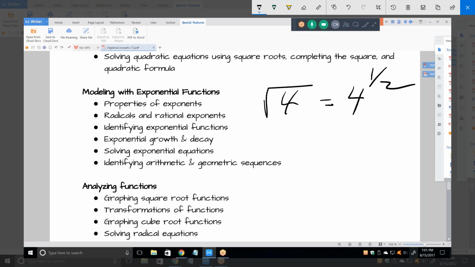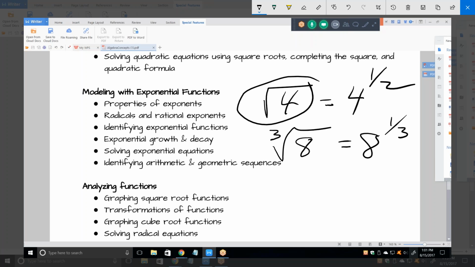In other words, sometimes, particularly when you get into higher mathematics, it's much more appropriate to use rational exponents. By that they mean fractional exponents instead of the radical sign. Because radical signs can be kind of strange. What's that mean? Oh, got it. So in this case, there's kind of an implied 2.